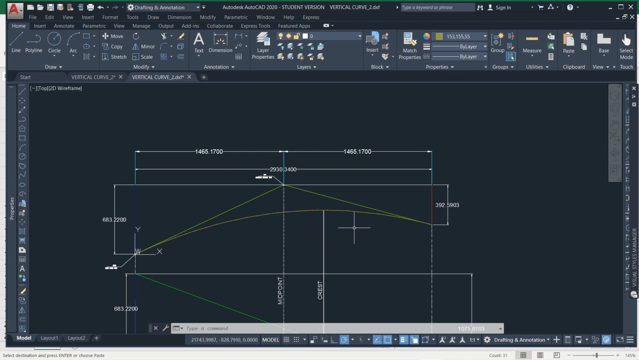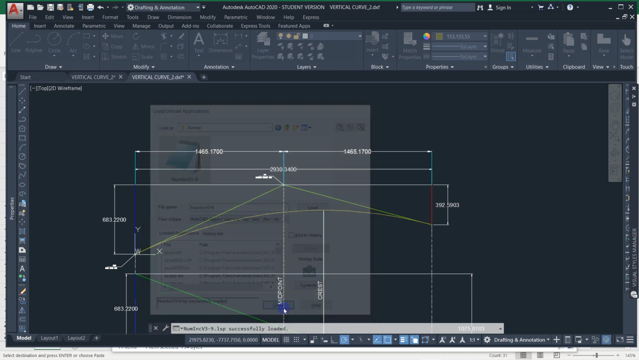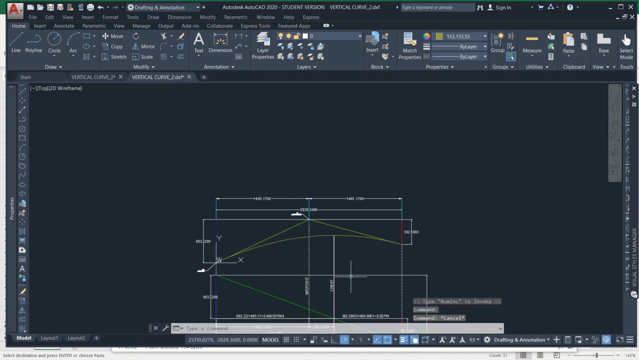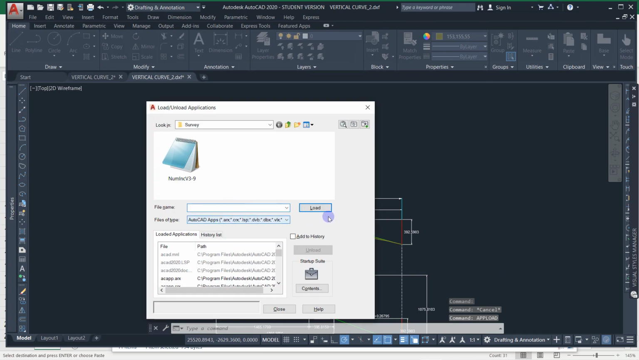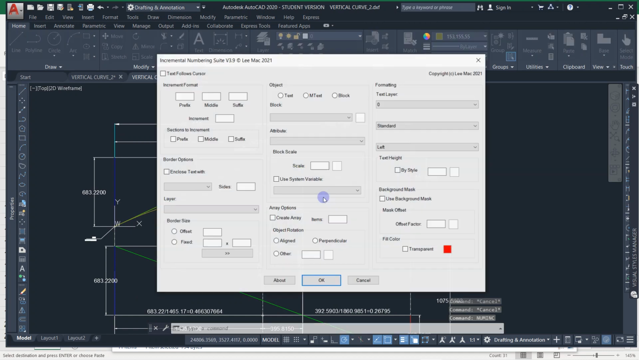And then in AutoCAD, there's something called a Lisp routine, LeeMac. Got a bunch of great Lisp routines. So I'm going to upload. You'd have to type in app load, right? Load, and loaded successfully, close. So now if I type in app load, enter, it's going to come up, numinc.